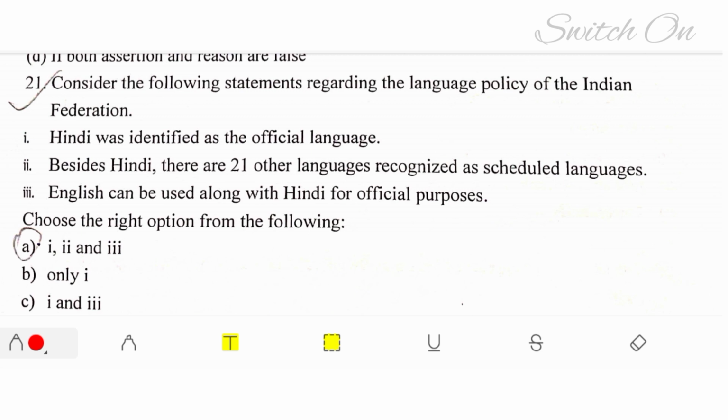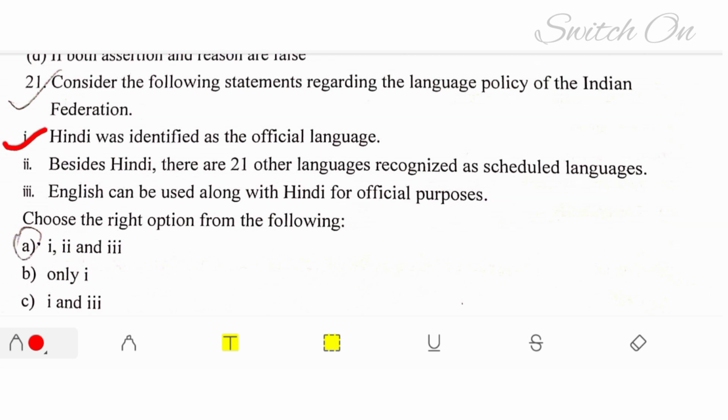Question number 21. Consider the following statements. Hindi was identified as the official language. Besides Hindi, there are 21 other languages recognized as scheduled languages. English can be also used with Hindi for official purposes. So all these three statements are true.